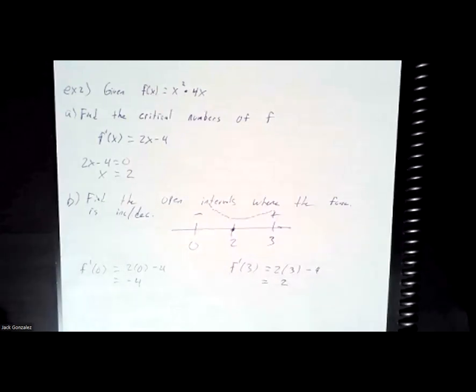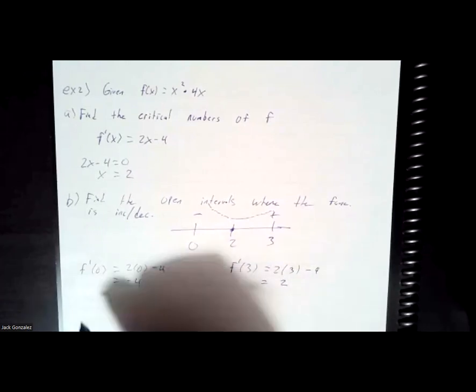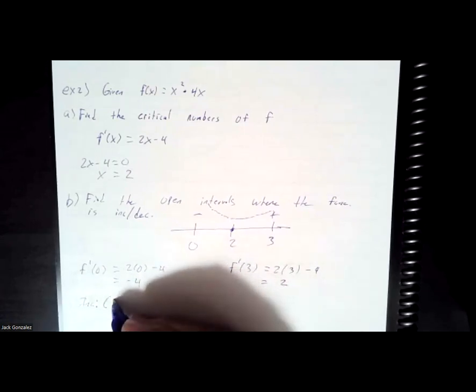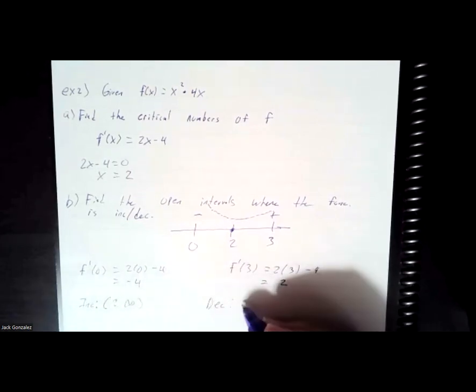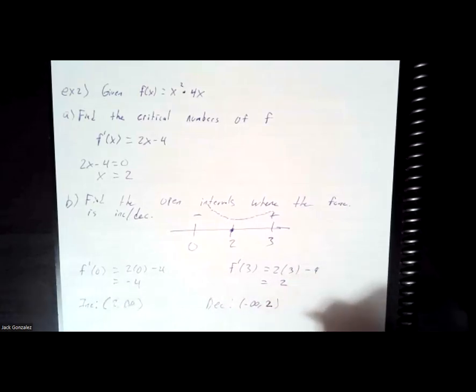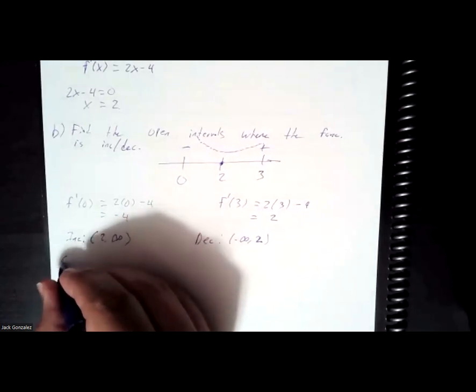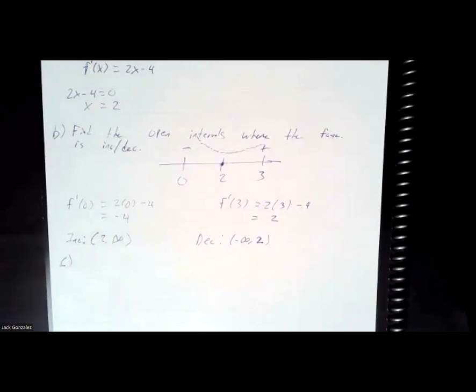Okay. So the increasing interval is 2 to infinity. The decreasing interval is negative infinity to 2. All right.